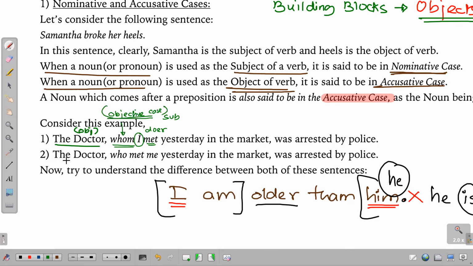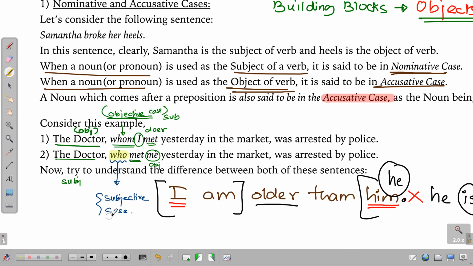Okay, however, look at this one. The doctor here acts like a subject because the doctor met me, so obviously I am the object, so I should be converted to its objective case, me. But what is more interesting is that the relative pronoun who will now replace the doctor, and therefore who has to be in the subjective case. Very interesting and very important concept.